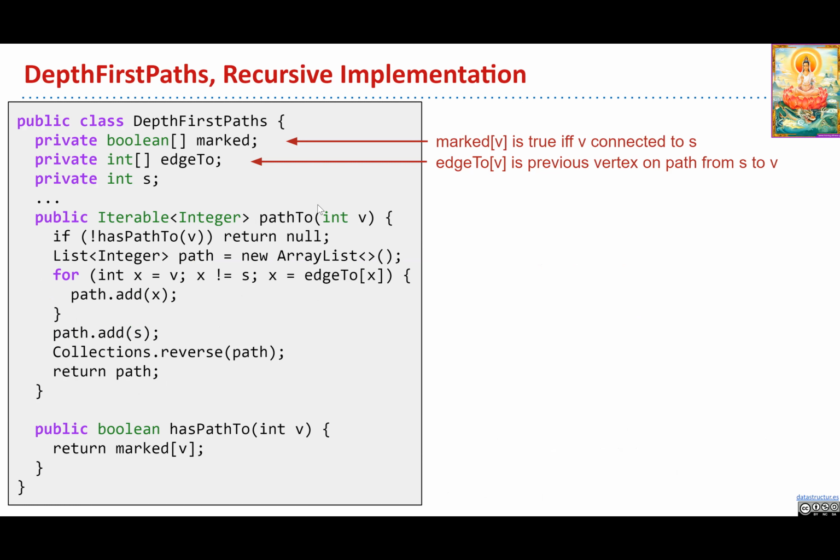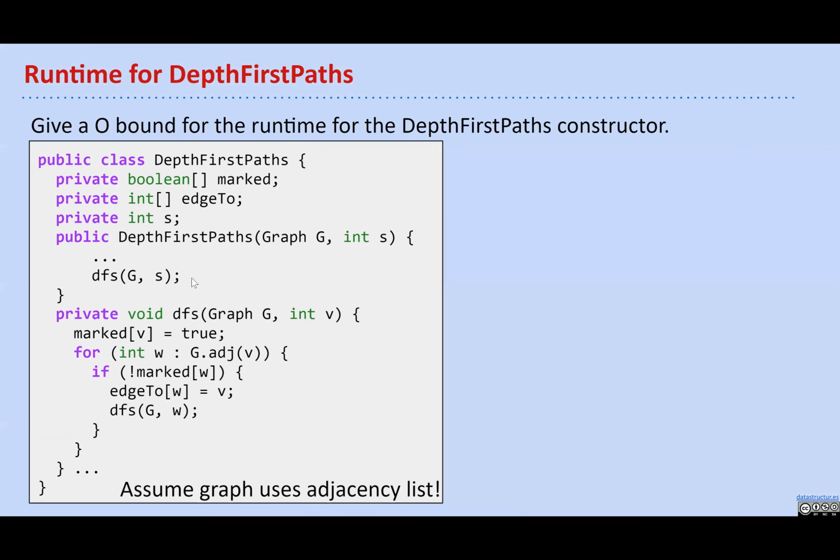So if there is no path, we return null. Otherwise, I'm going to create an empty list. And then I'm going to walk down the path. So the Bodhisattva, although she knows a lot about the graph, she still has to walk through that array because she doesn't have all the paths pre-computed, but she does have all the knowledge she needs to recreate them quite quickly.